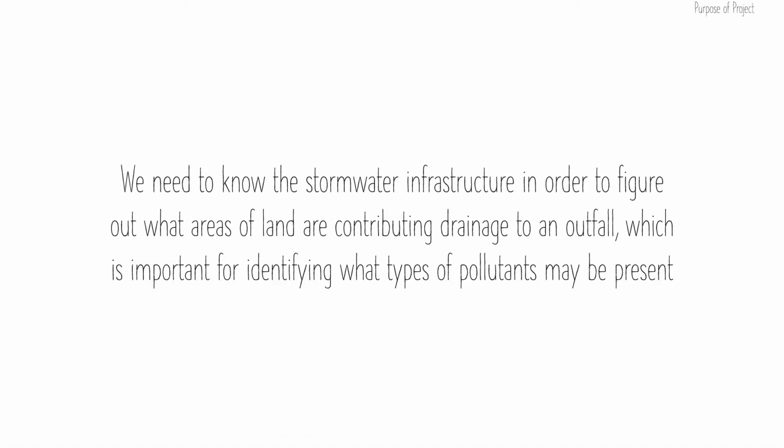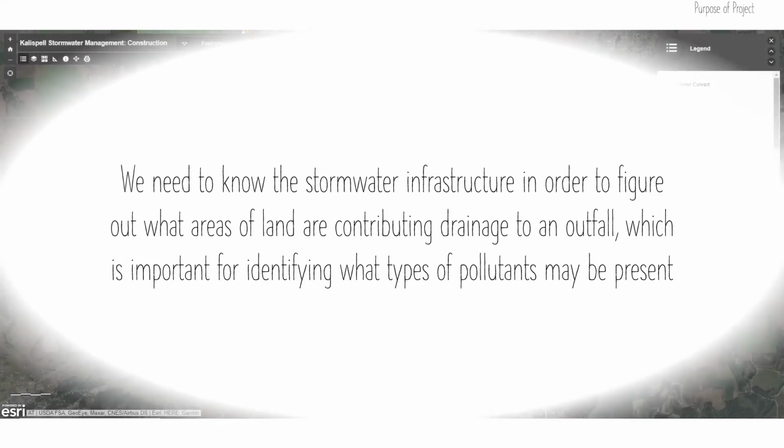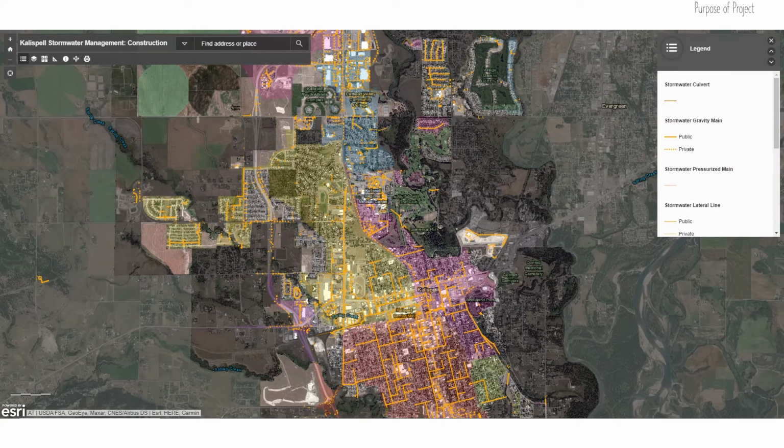Another thing I want to stress here is that land use area makes a difference in what types and how many pollutants are entering into a water body at one particular outfall. And we can't know these land use characteristics if we don't know what the drainage areas of a particular outfall are. For example, here's a snapshot of Kalispell's stormwater infrastructure map. The city of Kalispell mapped the locations of its catch basins, outfalls, stormwater manholes, and other types of infrastructure in order to determine what areas of land were contributing drainage to which outfalls.